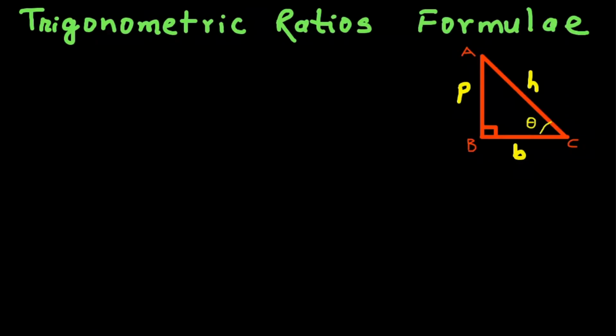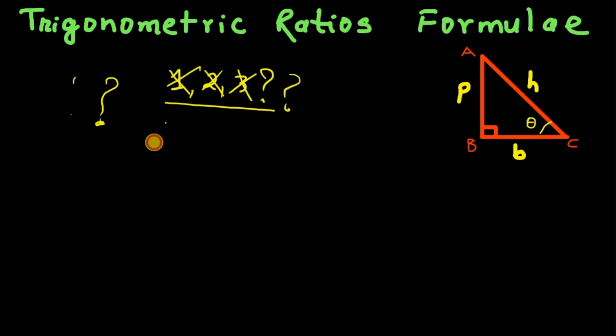Some of the important formulae related to trigonometric ratios. Can you say how many trigonometric ratios there are? 1, 2, 3. How many? It's not 1, 2 or 3. It's 6. There are 6 trigonometric ratios. How? Do you know it? So let's know it today.